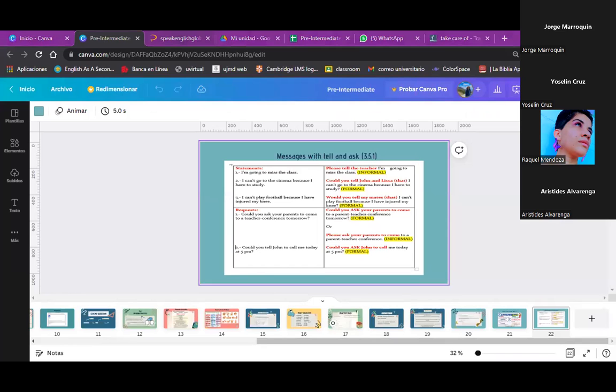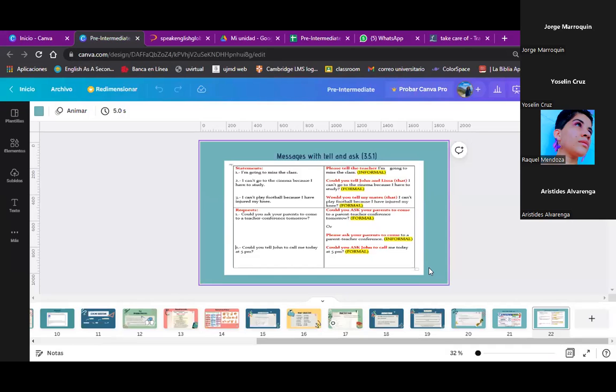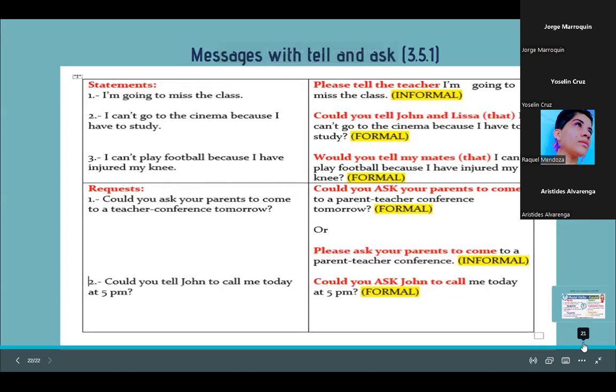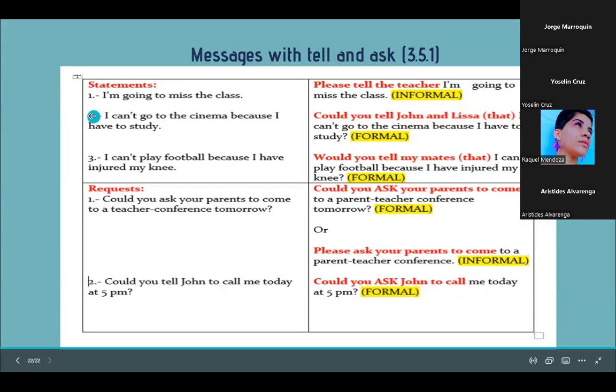Let's go back to the book. You see? Please tell her that lunch is in the fridge. You can also say, please tell her lunch is in the fridge. And it's fine. Decir, please tell her lunch is in the fridge is also correct. Do we understand? Okay. Everybody, do we understand? Yes, I understand. Okay, very good. Let's see, Jocelyn, read number 2, please.